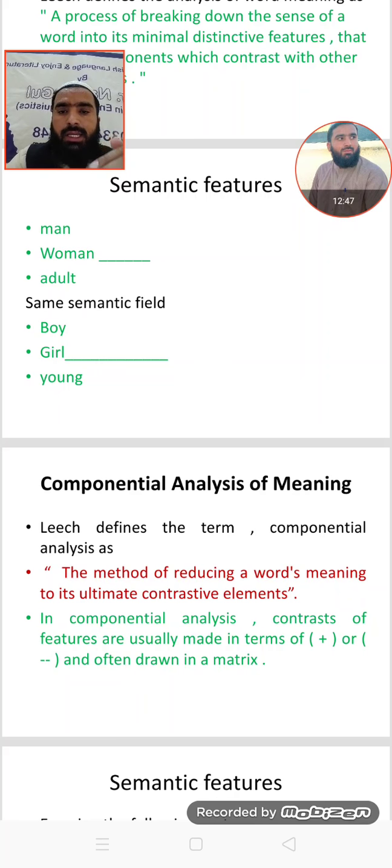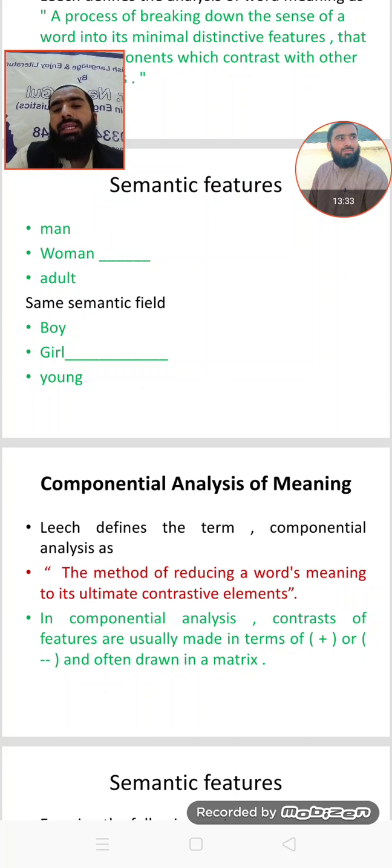You can look at these examples: man, woman and adult. We are making the componential analysis, the distinctive features, like male, woman and adult. When the feature of male is absent, there will be woman. One of the features between these two words is the same, which is adult. Both are adult. When we say man and woman, it is clear that they are adults.